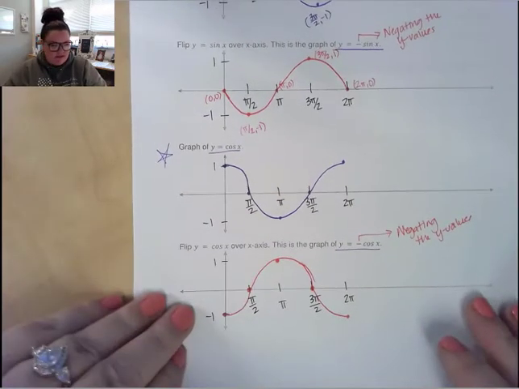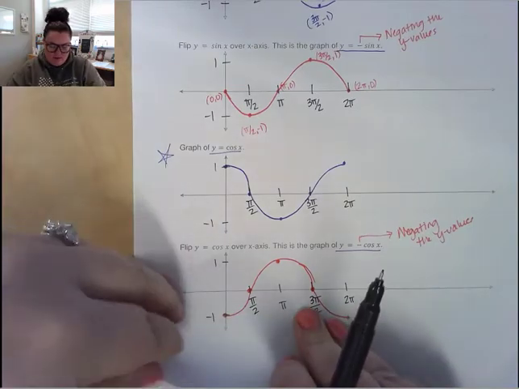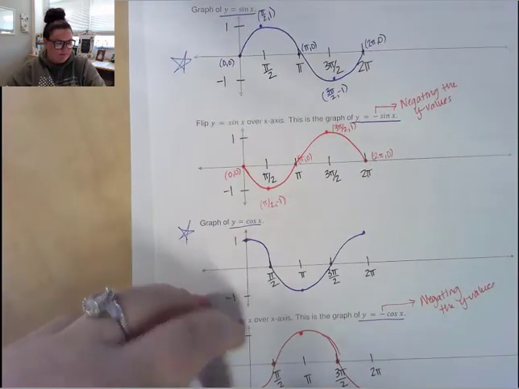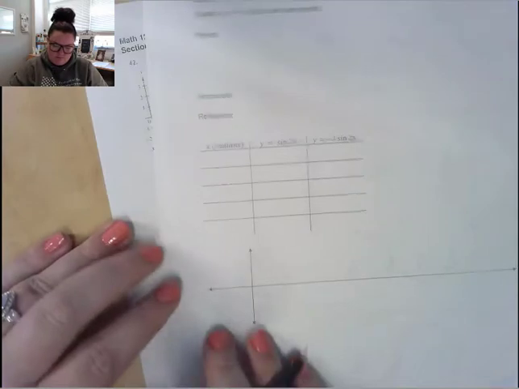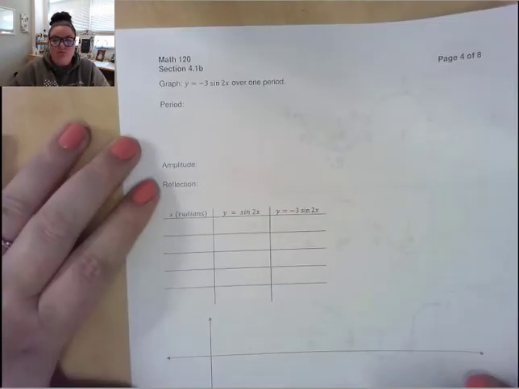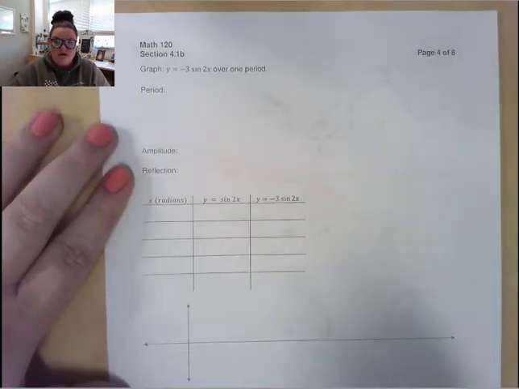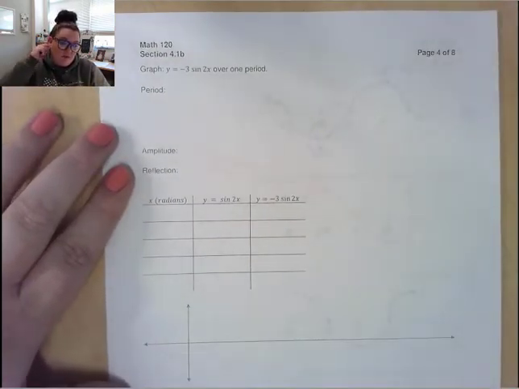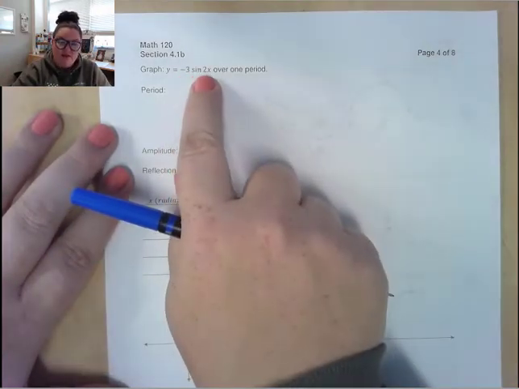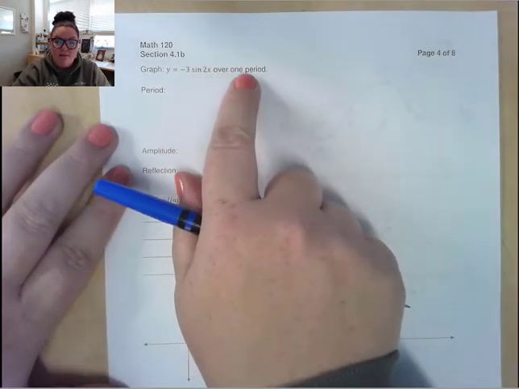All right, so let's go ahead, and I want to do an example, and then I'm going to have y'all try one. Okay. So it says graph y equals -3 sine 2x over 1 period.